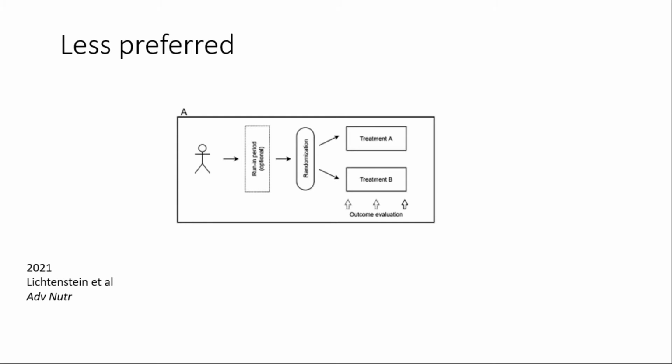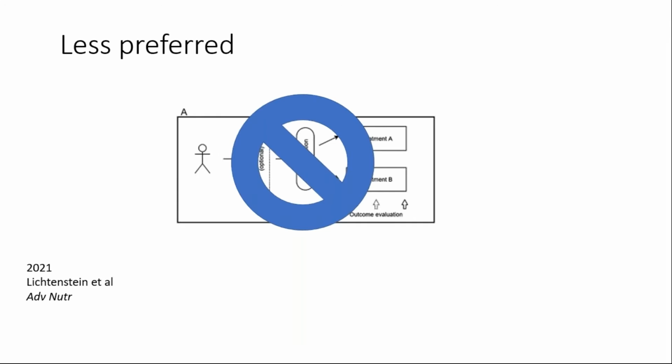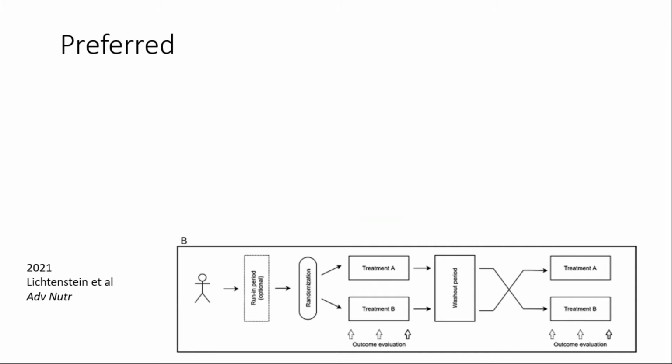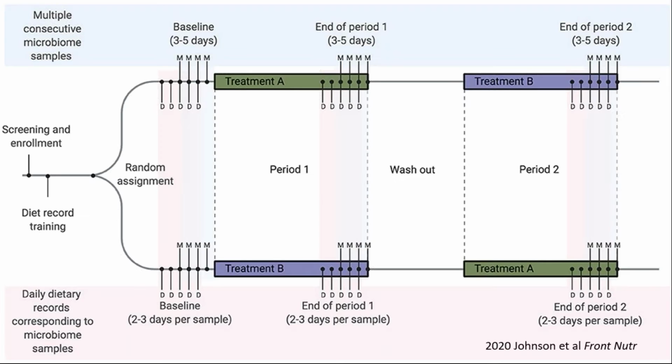So just to reiterate, which design is preferred for diet microbiome research? This cross-sectional, where there are different individuals experiencing each of the treatments, is less preferred compared to the randomized crossover design, where each individual experiences each treatment or each individual experiences the treatment and the control. And this is the preferred method for diet microbiome research.